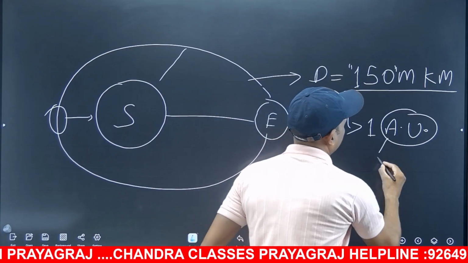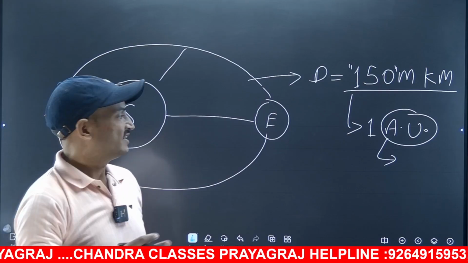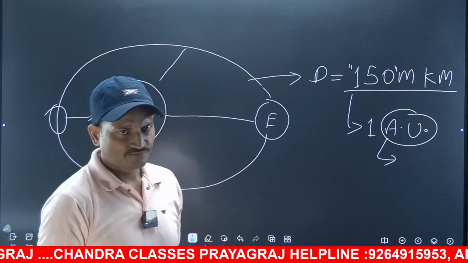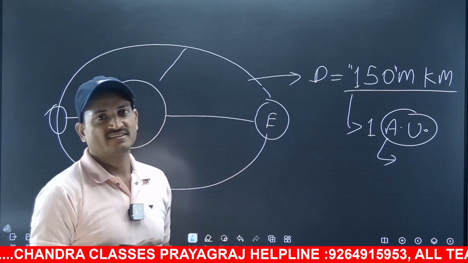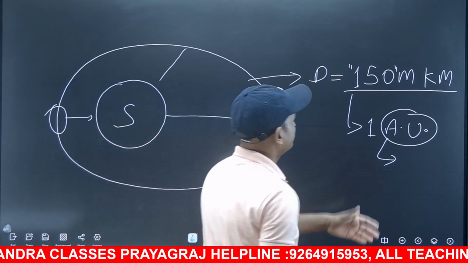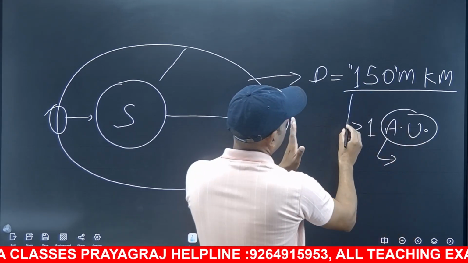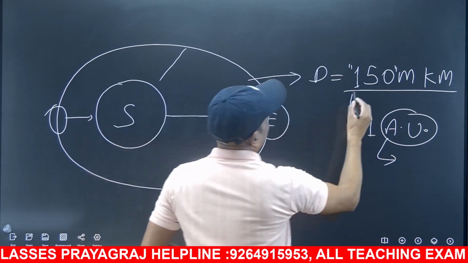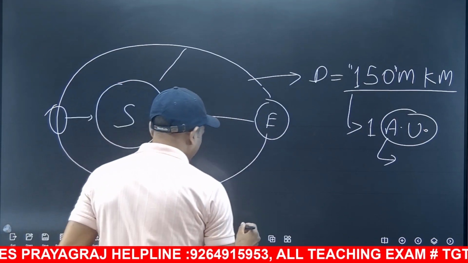They can ask in the question, what is an astronomical unit? The distance between the sun and the Earth, the distance between Mars and the sun, the distance between Jupiter and the sun, the distance between the Earth and Jupiter. They can give you various options to confuse. But the astronomical unit is the average distance between the Earth and the sun, that is around 150 million kilometers.